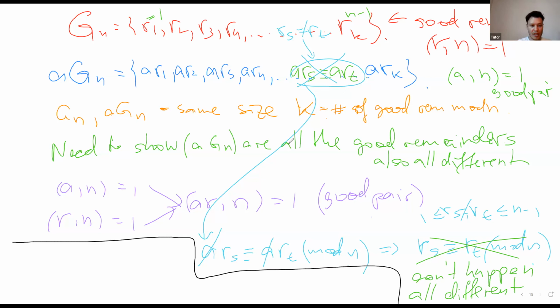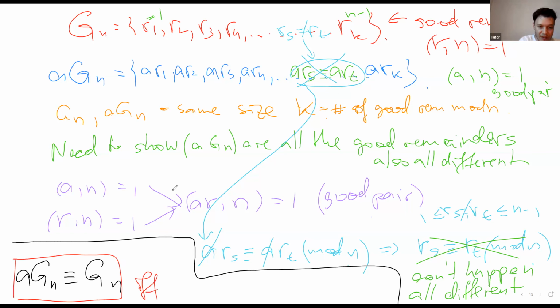So the main conclusion is that this set AGN needs to be the same as the set GN, if and only if A and N are a good pair, gcd equal to 1, which means good pair. Okay, so this is nice. So now that we know these are good pairs, what can I do with these two sets? If these two sets are the same, I can multiply them, right? And keep in mind, these are all good remainders, so all of them can be simplified.